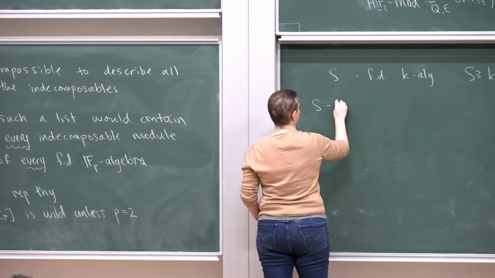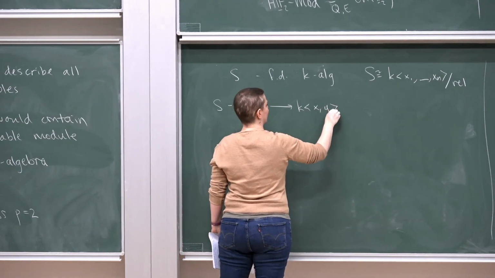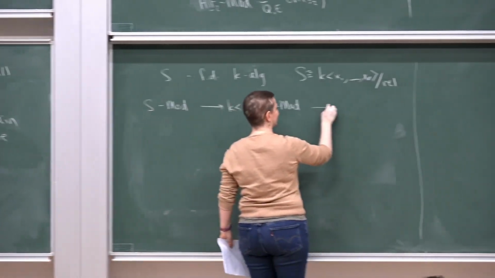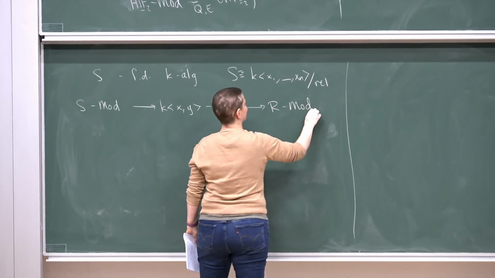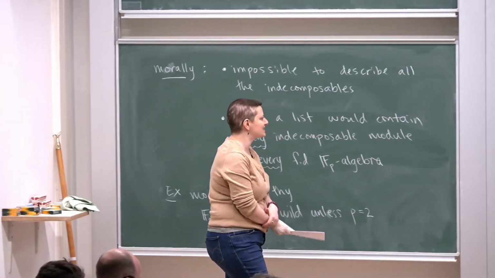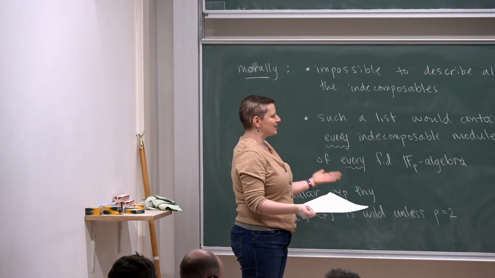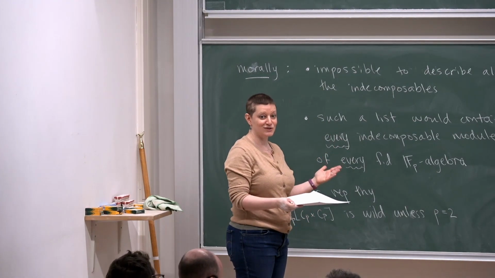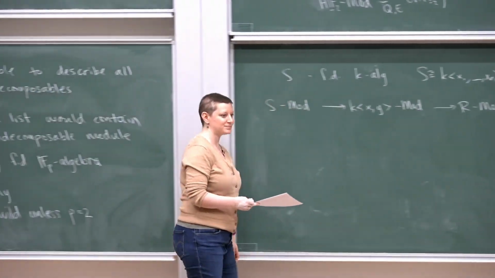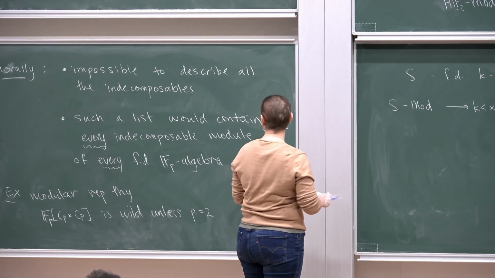then you can always come up with a representation embedding to the free algebra on two generators. And now you compose that with your representation embedding to your R module category, and you have just cooked up an isomorphism class of indecomposable in R mod for every isomorphism class of indecomposable in S mod. And you can do this for any such algebra. Okay, so that's what I mean by wild in a more precise sense.